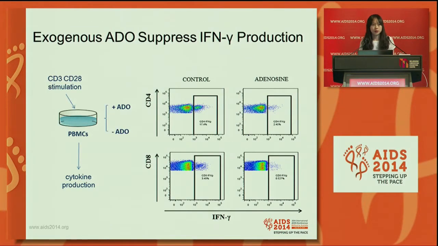And then we also want to confirm that adenosine can suppress inflammation. So we isolated the uninfected PBMCs from both models and stimulated them with CD3, CD28 in the presence or absence of adenosine, and then measured the cytokine production. Here you can see in the control group, after stimulation, the interferon gamma production is very high, whereas in the adenosine-treated group, the interferon production is much lower.